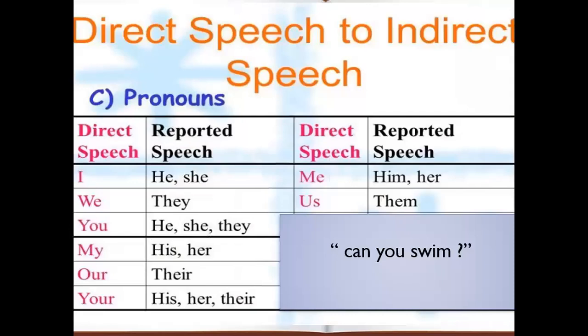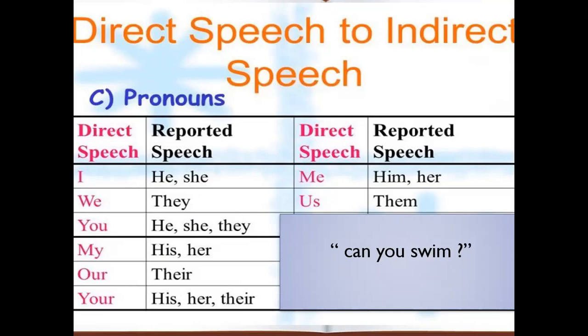The last point that we mentioned in our previous lesson was about pronouns. As I told you, if your direct questions contain some pronouns, we need to change them into another form. For example, when we have I in our question, we change I into he or she according to the subject of your reporting verb. مين هو الفاعل؟ فمنغير الI حسب الفاعل. Me, him or her. My, his or her.